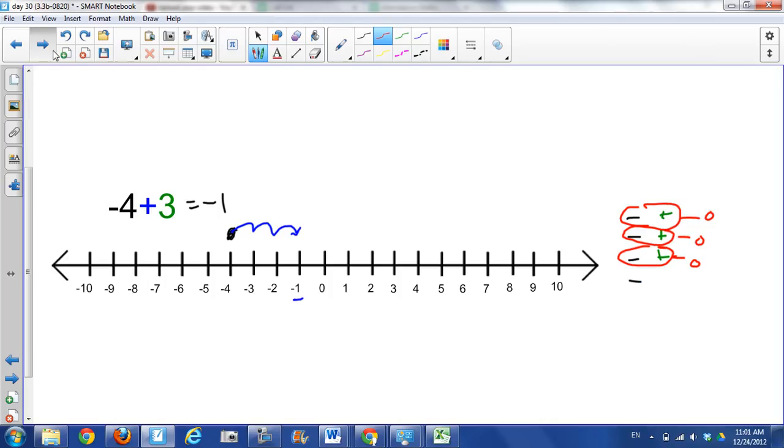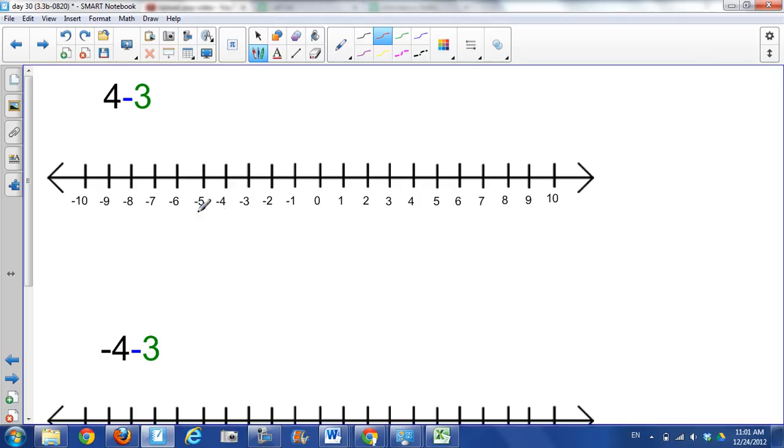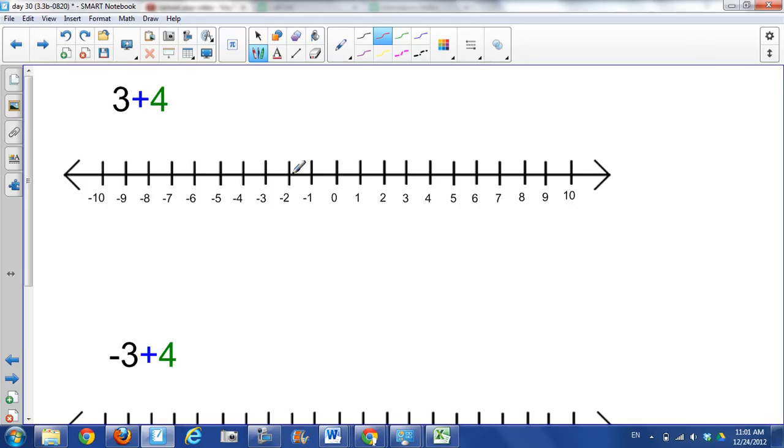All right. Here we go, more adding. 3 plus 4. Well, start at 3. Let's go ahead and color coordinate since I can very easily. Adding, move to the right. 1, 2, 3, 4. And we end up at 7.